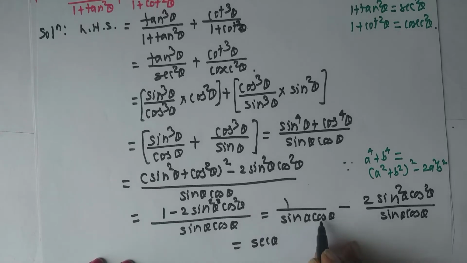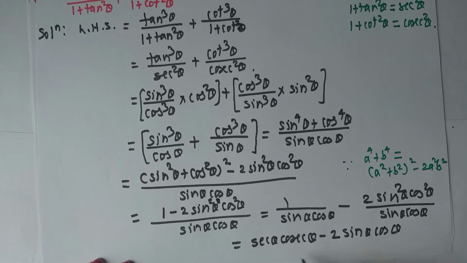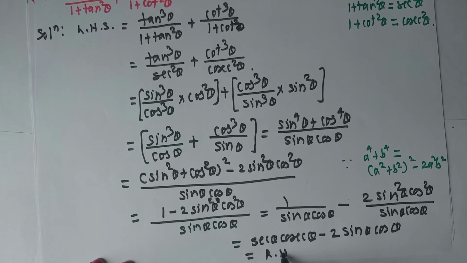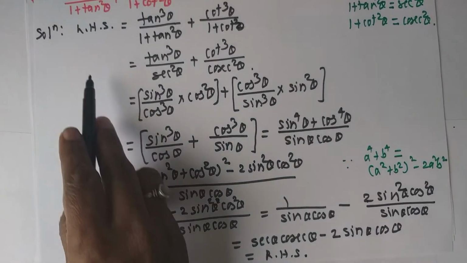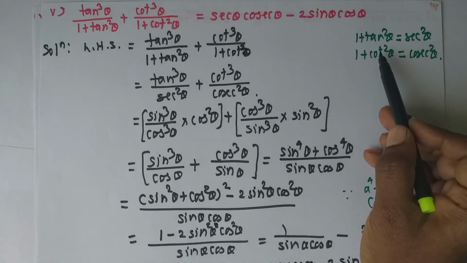And after simplification, this 1 upon sinθ cosθ means this will be secθ, 1 upon cosθ means secθ, 1 upon sinθ means cosecθ, minus 2. One of the sinθ and cosθ will get cancelled, and here remains only 2 sinθ cosθ. And this is nothing but your right hand side. In this way, you have proved left hand side equal to right hand side. Our identity is proved.